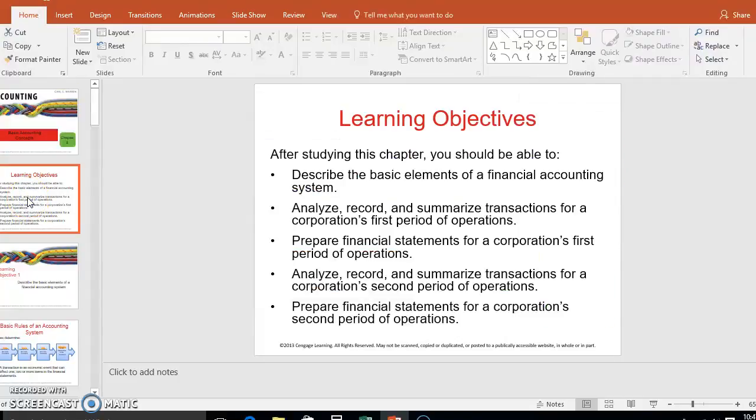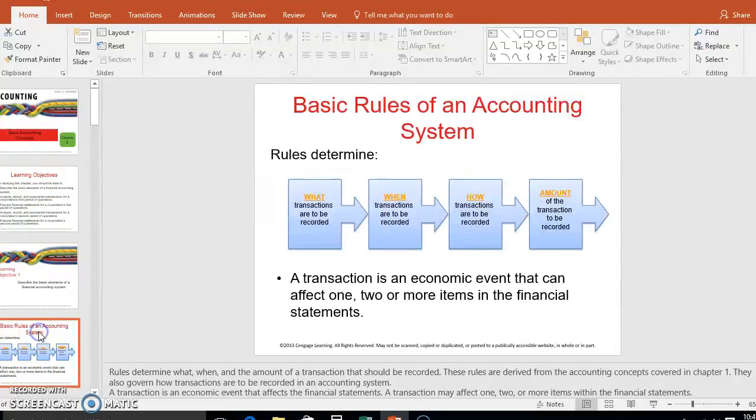So we are going to basically look at a transaction, see what happens to the accounts, and find out how to record those. And then once the time period has ended, whether it's the month, the quarter, or the year, we're going to figure out how to take all those transactions and summarize them into what are called financial statements. So let's go ahead and figure out how to do that.